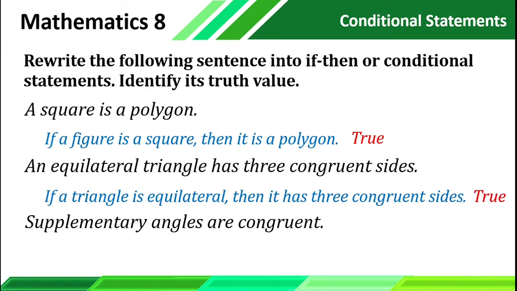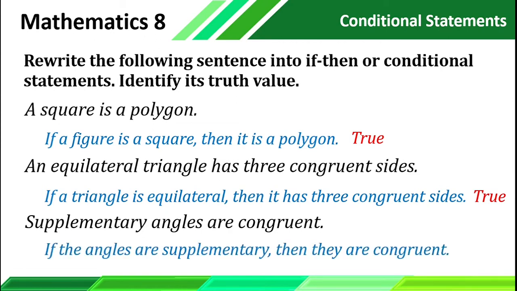Third sentence. Supplementary angles are congruent. Our conditional statement would be, if the angles are supplementary, then they are congruent. We know that supplementary angles are sometimes congruent. It is not always congruent. So therefore, the statement that we created is false.